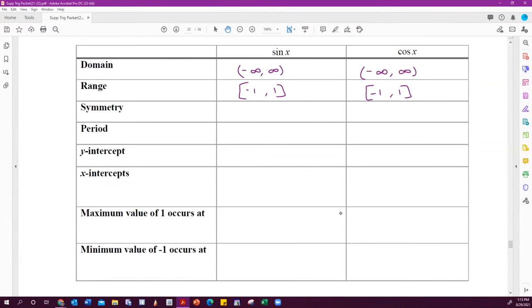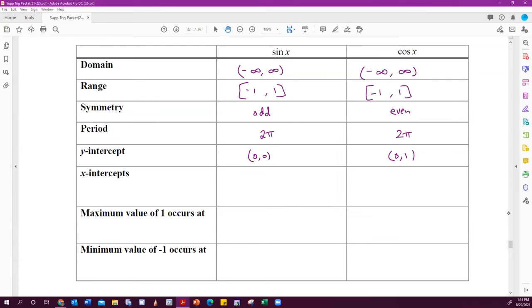Sine does have symmetry. It has an odd symmetry, right, rotational about the origin, and cosine has an even symmetry, reflectional over the y-axis. Both of these functions have a period of 2 pi, one rotation of the circle. The sine function has a y-intercept located at 0, 0, but the cosine intersects the y-axis at 0, 1.